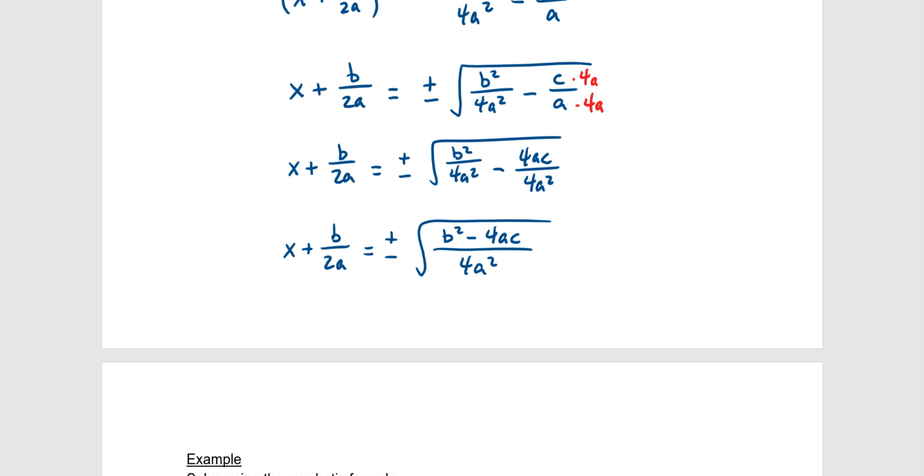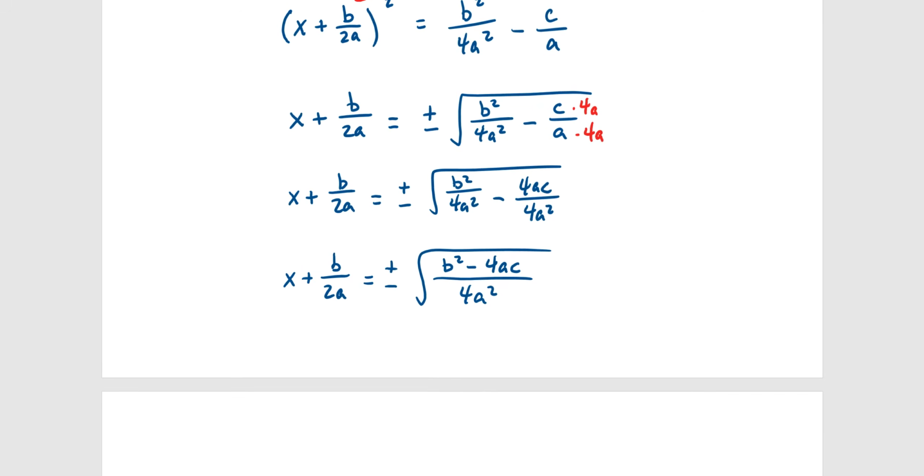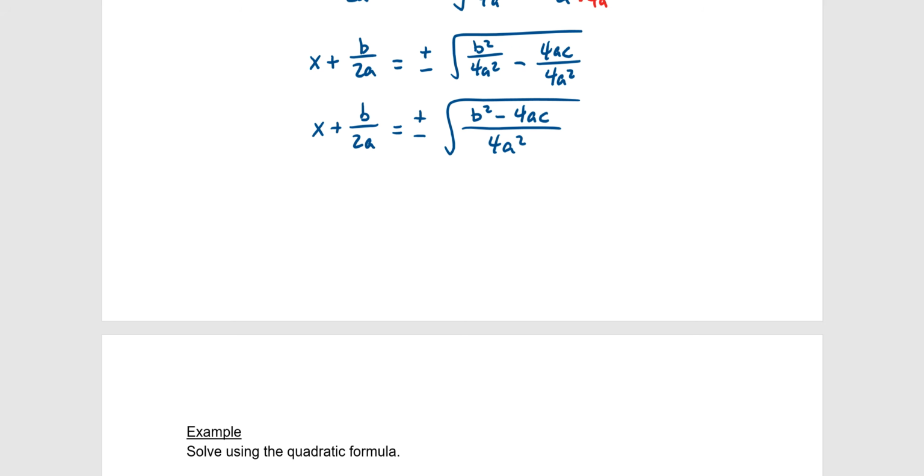And now let me just move everything up on this page. Okay, on the right-hand side of the equation now, we can square root the numerator and denominator separately. If we square root the numerator, that would be the square root of b squared minus 4ac. If we square root the denominator, the square root of 4a squared is 2a.